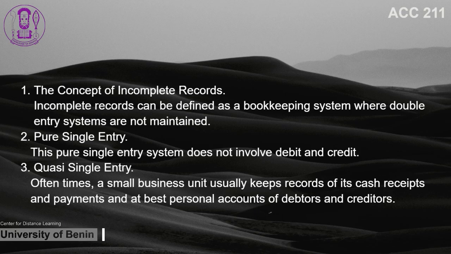2. Pure single entry. This pure single-entry system does not involve debit and credit. 3. Quasi-single entry. Oftentimes, a small business unit usually keeps records of its cash receipts and payments and, at best, personal accounts of debtors and creditors.